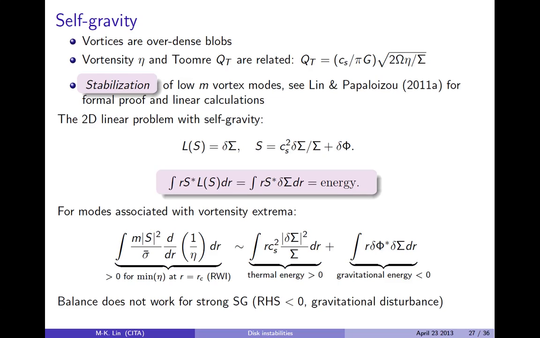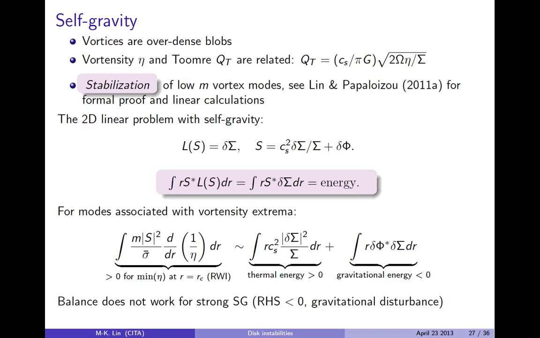You can prove this formally, but a quick way of seeing that is to go from the linearized equations, you can derive an equation which has dimensions of energy. What you can then do is look at this equation and say, well, for this vortex instability, this equation can be simplified a little bit, and you can try and balance different terms on either side of the equation. And the balance works out such that the left-hand side of this equation is positive for this vortex instability. But the right-hand side, whether it's positive or negative, depends on the strength of self-gravity.